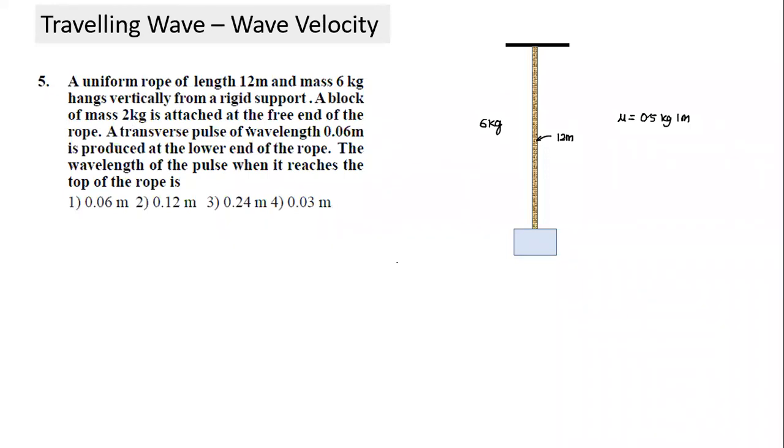A block of 2 kg is attached to the free end of the rope. So here also we add a block of 2 kg at the free end of the rope. We generate a pulse. Here we create oscillation. We generate a pulse, something like this.